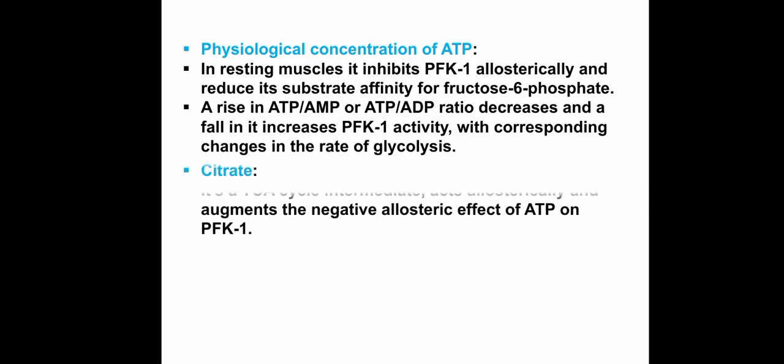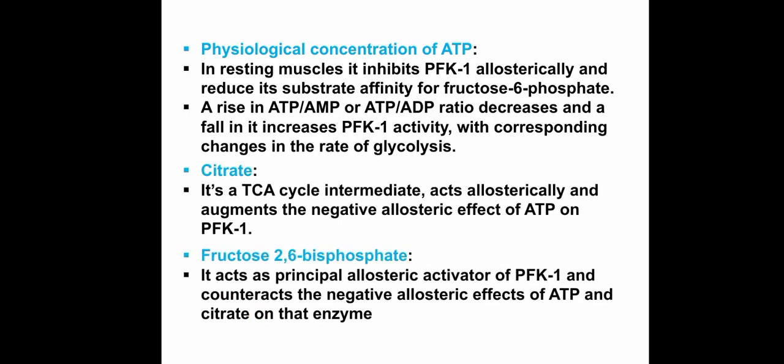The third one is fructose 2,6 bisphosphate. Fructose 2,6 bisphosphate acts as the principal allosteric activator of phosphofructokinase 1. That means it activates the PFK1. It is not inhibiting. It activates the PFK1 allosterically, and it counteracts the negative effect of ATP.